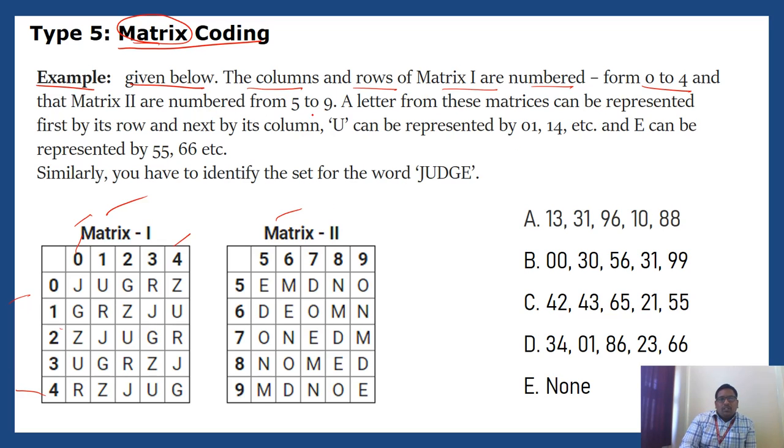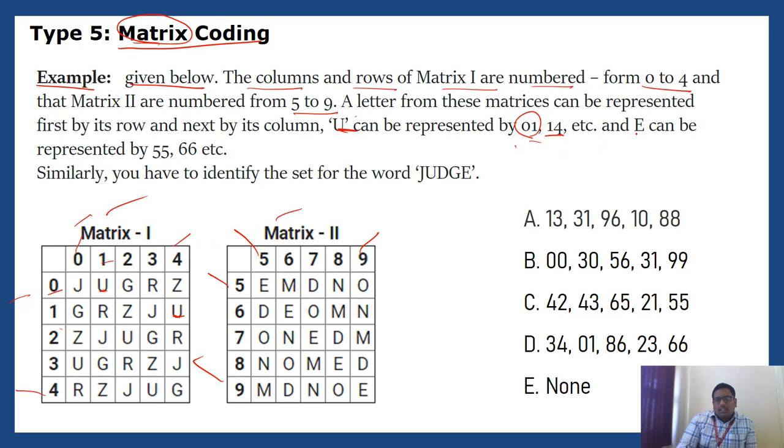And matrix 2 are numbered from 5 to 9. If I verify, yes, they are numbered row wise 5 to 9 as well as column wise 5 to 9. A letter from these matrices can be represented by its row and next by its column. U can be represented as row first, column next. So 0, 1, obviously. Then if you see U here, we have 1, 4, and so on.